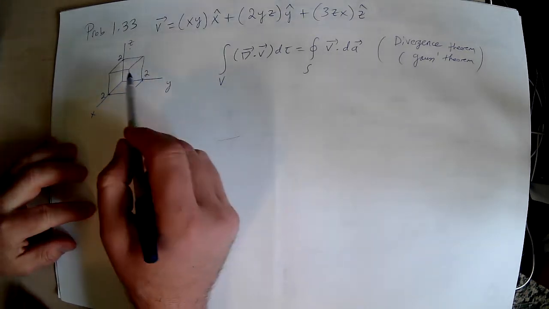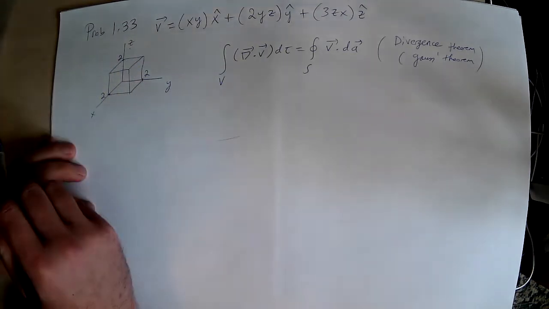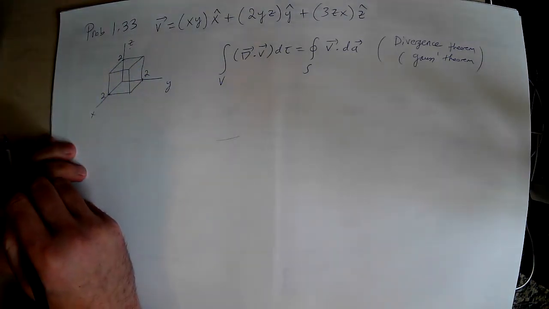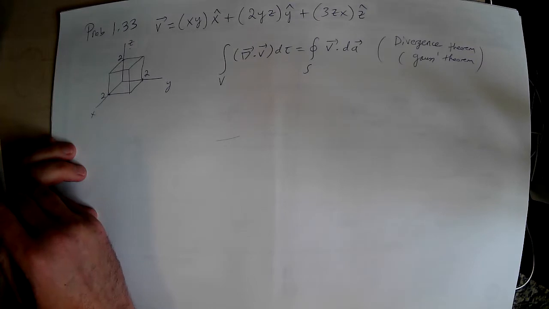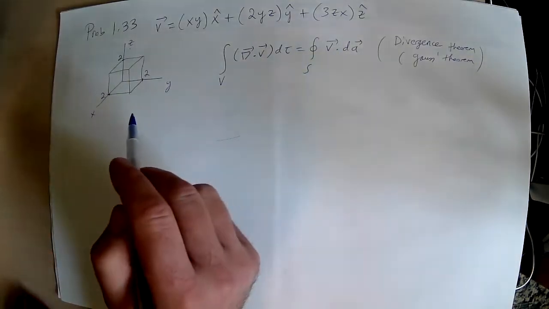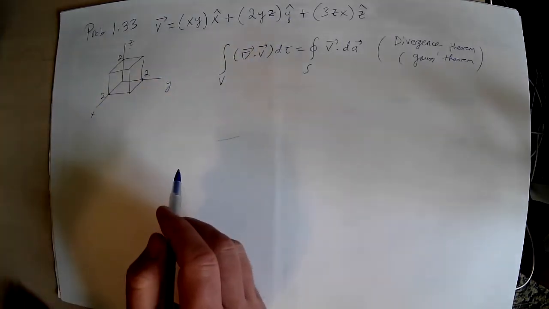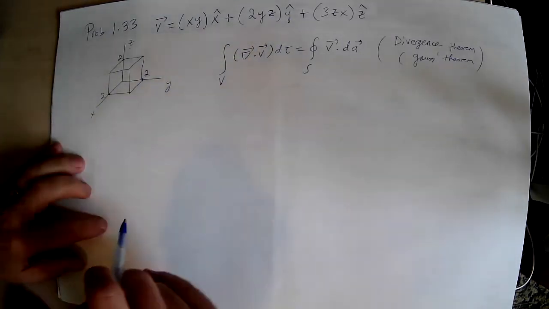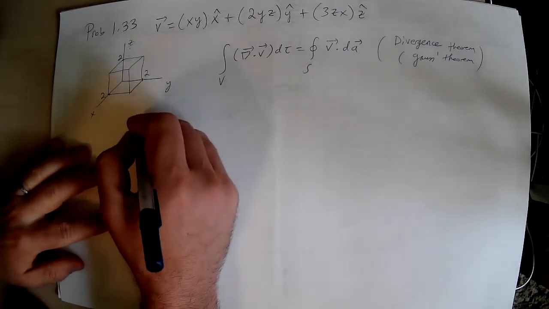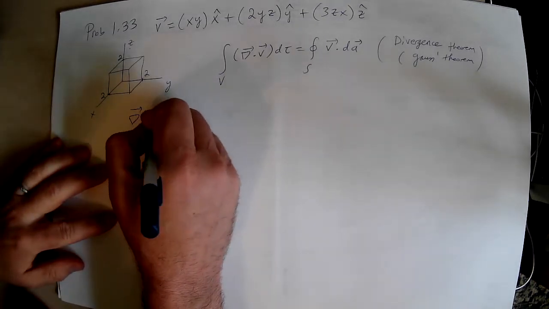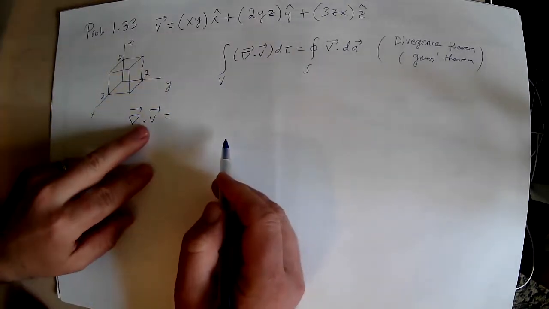So we have 6 faces of the cube that we need to consider, for the right-hand side, to evaluate the surface integrals. And then we will take the divergence and find the volume integral. Volume integral is easier. Let's do that first. Let's calculate the divergence of this function.